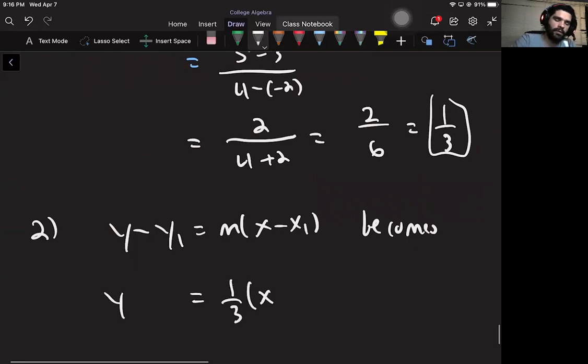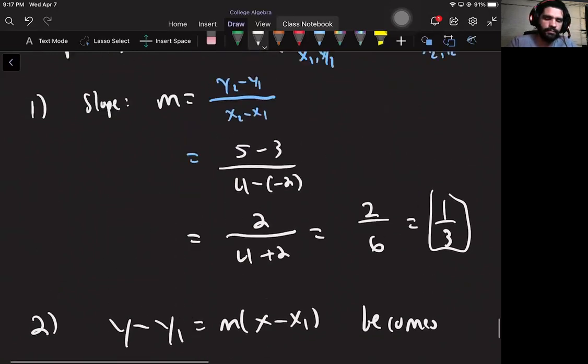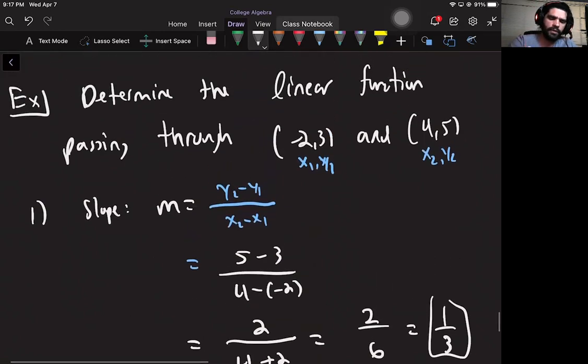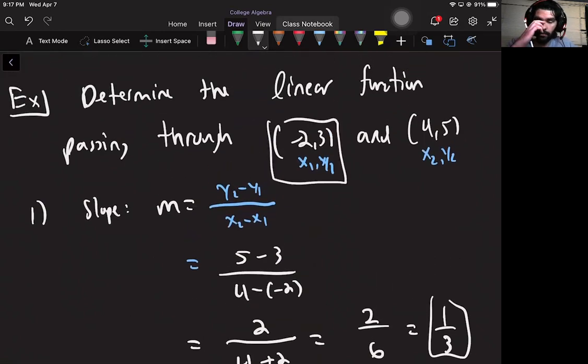x and y, they don't change, but what changes is x1 and y1 with the point that I use. You could use either one, but I'm going to use the one that I already called x1, y1, just to be consistent.